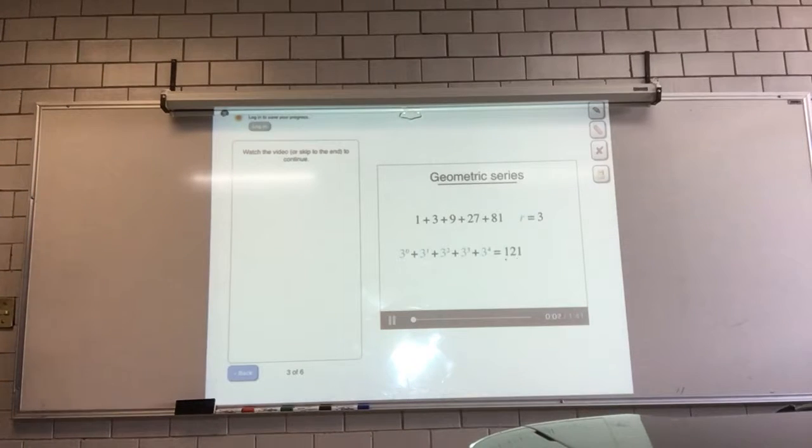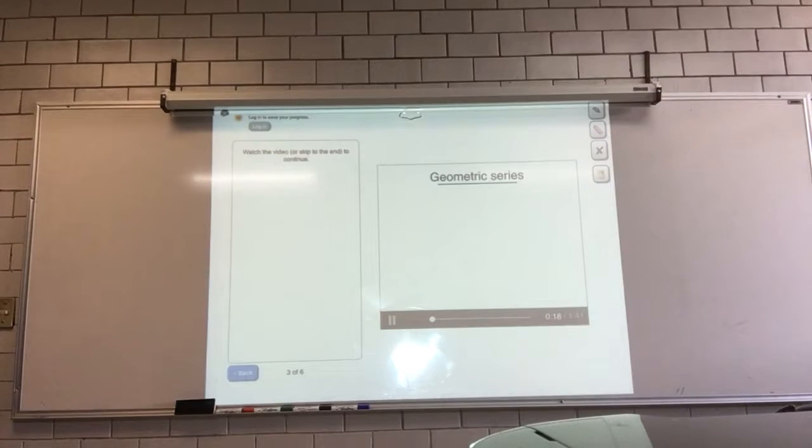Exactly. It's 121. And 121 also happens to equal 3 to the 5th, where 5 is 1 more than the highest power of 3 in the sum, minus 1, over 3 minus 1. You'll see where this formula came from in a minute.